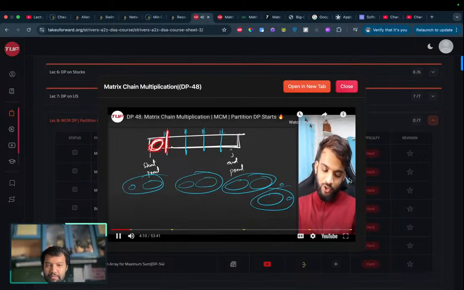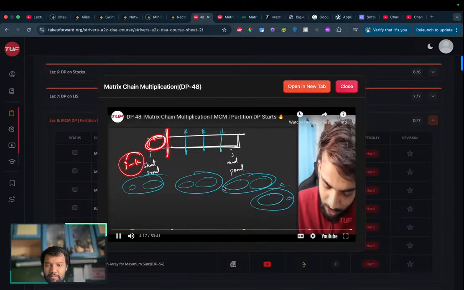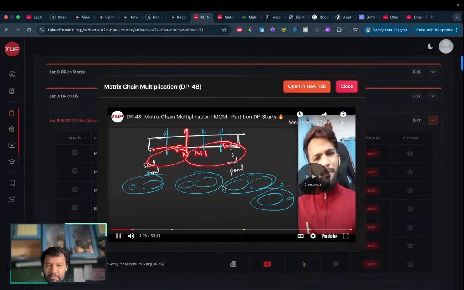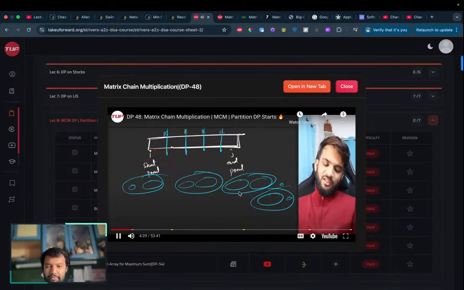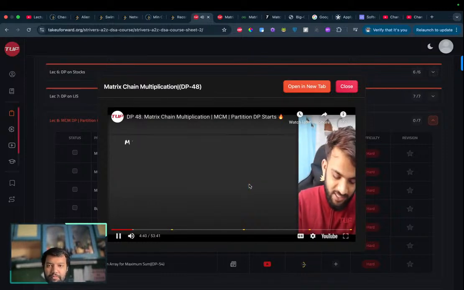which you can call from i to k. So this portion is nothing but f of i to k, and this one is nothing but k plus 1 to j. So similar patterns of problems can be solved using partition DP. The problem that we will solve is MCM.